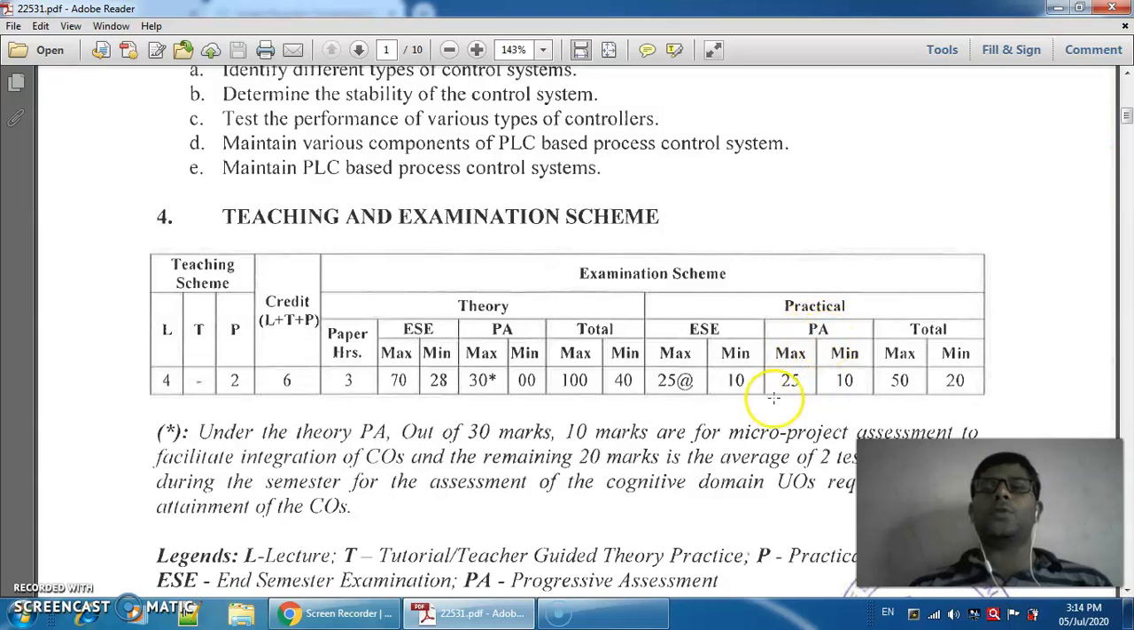And PA, that means progressive assessment. When you perform your practical in classes, in practical hours, and when you submit your manuals and write-up work, these are for the 25 marks. Minimum mark is 10. So this 25 and this 25 is equal to 50. The practical part is for 50 marks, and out of this you have to get 20 marks for passing criteria. So total 100 and this 50, the total of this subject is 150 marks.